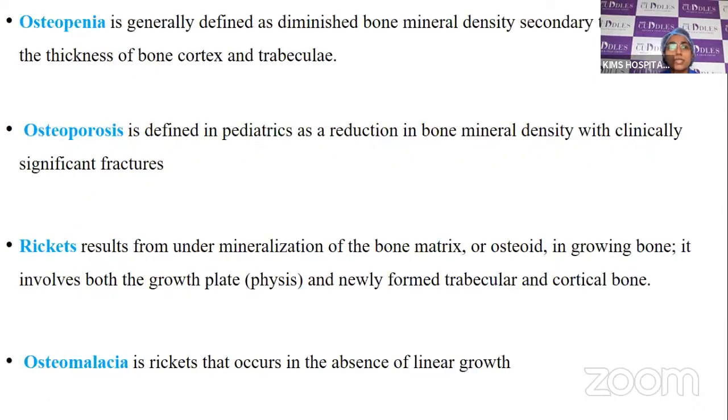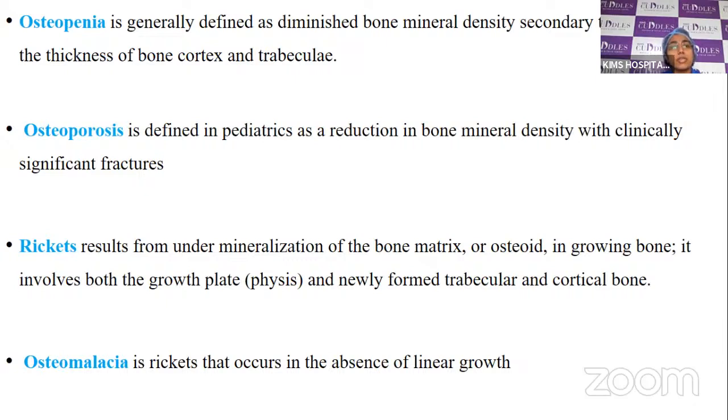We'll discuss a few terminologies used. Osteopenia is nothing but diminished bone mineral density secondary to the reduction in the thickness of the bone cortex and trabecula. In this, there will be reduction in the bone cortex and trabecula, and the mineral density is also diminished.